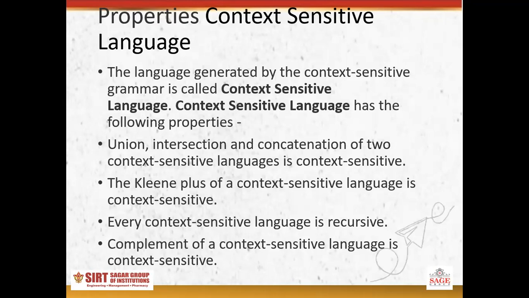Properties of context sensitive language are: the union, the intersection, and the concatenation of two context sensitive languages is context sensitive. The Kleene plus of a context sensitive language is context sensitive. Okay, we all know every context sensitive language is recursive. Obviously, when we see the Chomsky hierarchy, type 0 grammar includes type 1, type 2, and type 3 grammar. So there is the property: the complement of a context sensitive grammar is context sensitive. Obviously, if we have some kind of context sensitive language, its complement is also context sensitive.